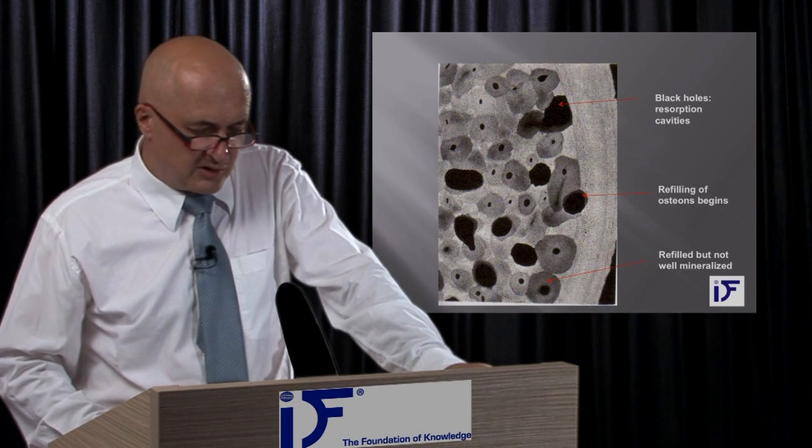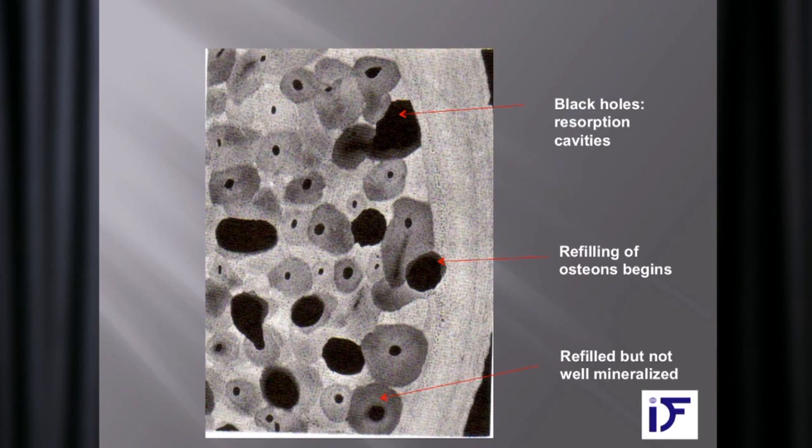A completely different picture is visible now. You see a lot of black holes here on this picture. So these black holes are resorption cavities. The bone has been resorbed already by the osteoclasts. There is not yet a real refilling. You see a little bit of matrix down here. You see more matrix in this area. You see almost no matrix here.